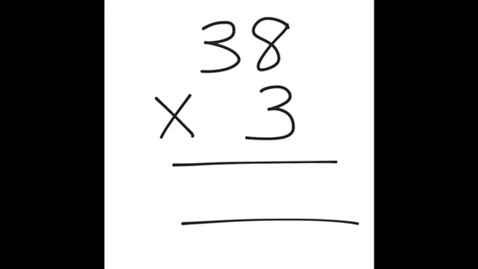class. 38 times by 3. First of all, we would do 3 times 8, and then move on to 3 times 3. So, 3 times 8 is 24. We put the 4 up, and we carry the 2.